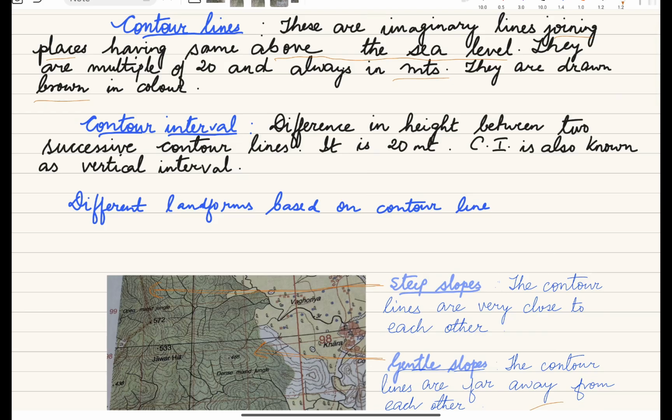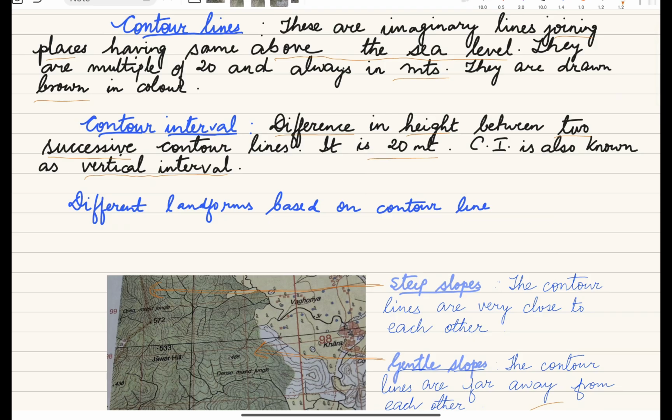Next definition, contour interval. Contour interval is also known as vertical interval. Now what is contour interval? It is the difference in height between two successive, or you can write consecutive, contour lines, and it is always 20 meters.